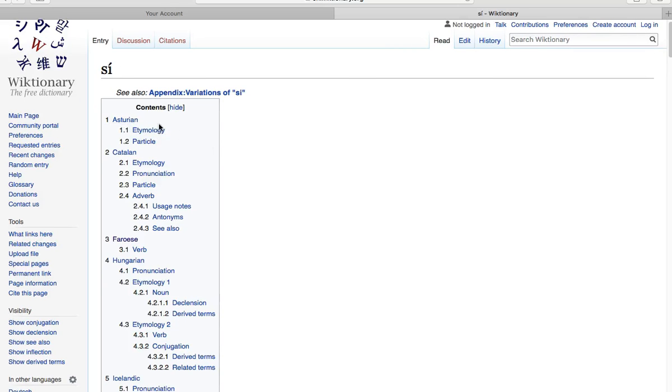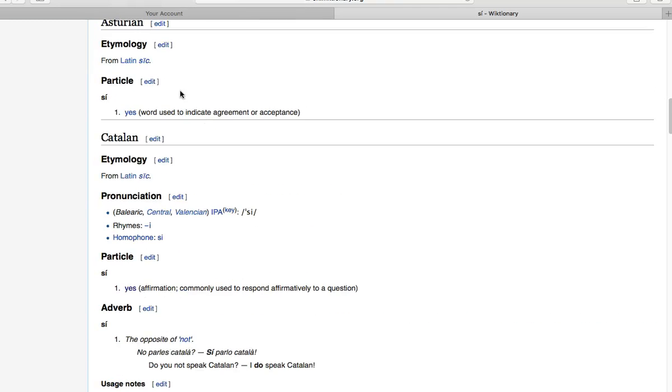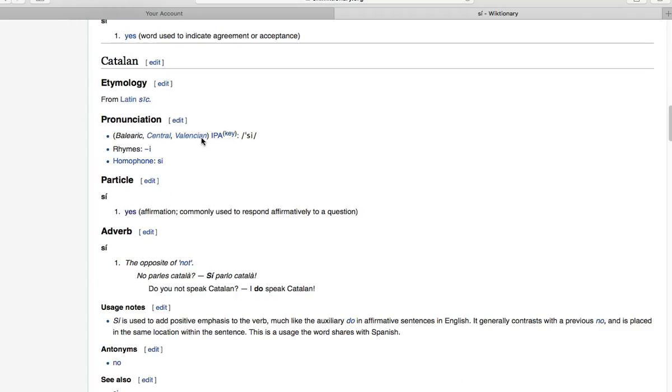In Asturian. Asturian is a language that is one of the languages of Spain, besides Spanish. Remember we did the Spain region project. So let's look there. Let's see what we got. In Asturian, the etymology, meaning the history of the word, comes from the Latin word sic. I think that's how you say it. We can ask Mr. Bracy. And sí means yes, a word used to indicate agreement or acceptance. So very similar to Spanish. It's identical, right?